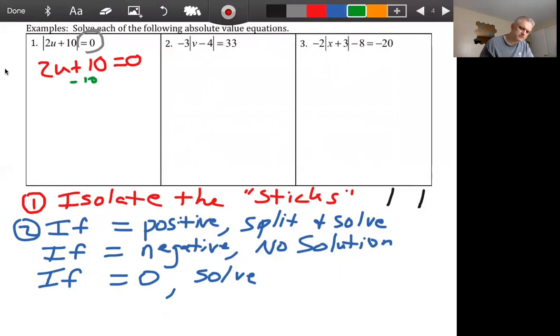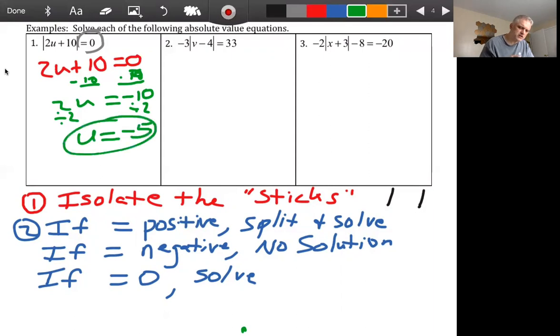Subtract 10 from both sides. So we get 2u equals -10. Divide by 2. We get u is equal to -5. Go back to the beginning. 2 times -5 is -10. -10 plus 10 is 0. And then the absolute value of 0 is 0. So it's right on the money. We got it. Let's look at the second question.